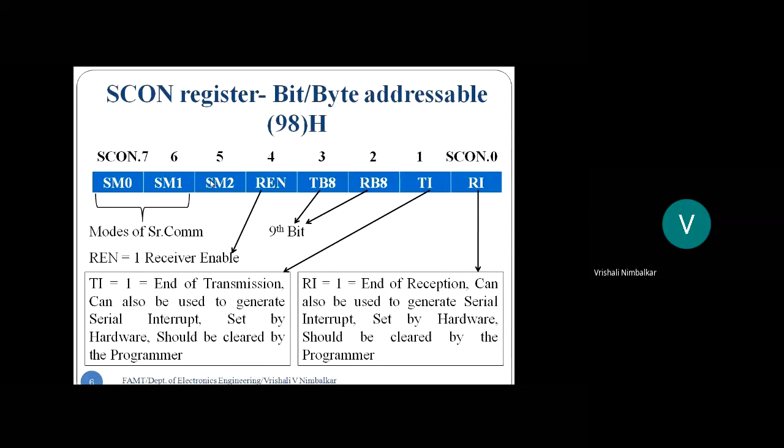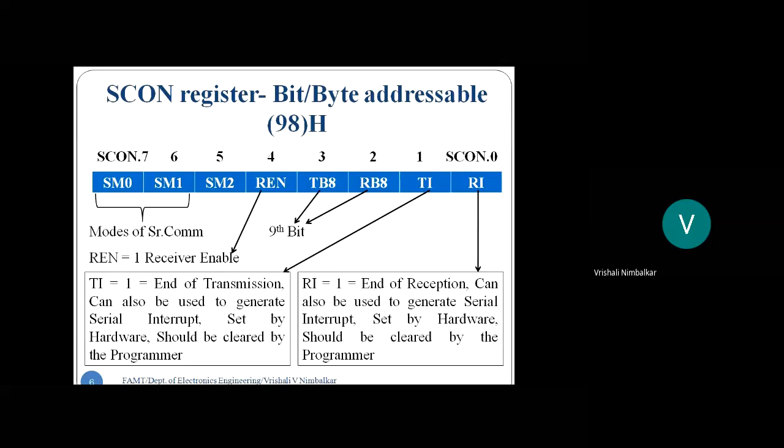Okay. In more detail, I will explain how multiprocessor communication works. For the time being, what is SM2? When the SM2 bit is set, it means multiprocessor communication is enabled. If the SM2 bit is 0, there is a single microcontroller in the system. Okay. And then SM0, SM1. So we will look into SM0, SM1.